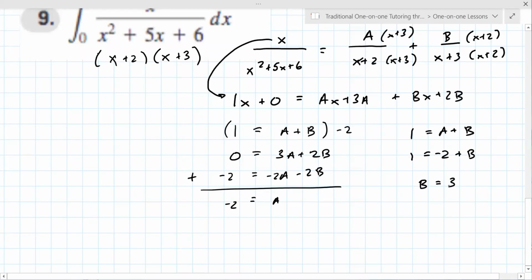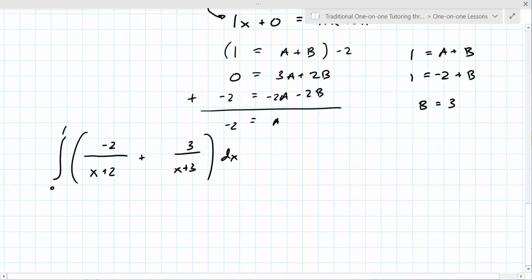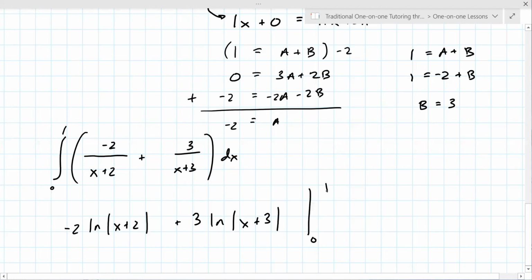So you do all that, but you're not even close to done. You still got to go back to the original problem, which is the integral from 0 to 1. Instead of this thing over here, you're going to write -2 over x plus 2 plus 3 over x plus 3 dx. Okay, and then these are both natural log absolute values. And 3 natural log absolute value x plus 3, evaluated from 0 to 1.